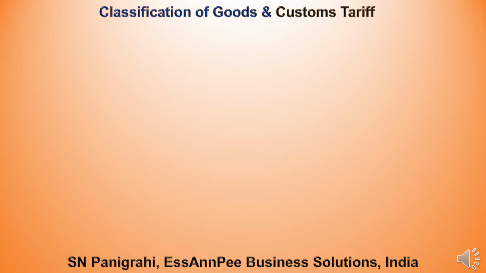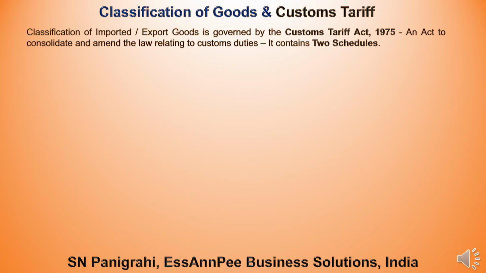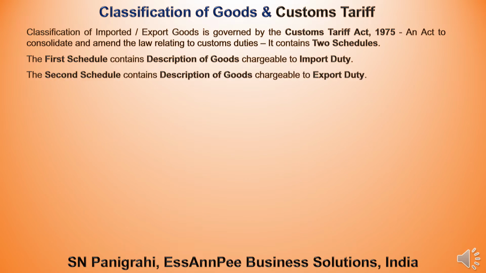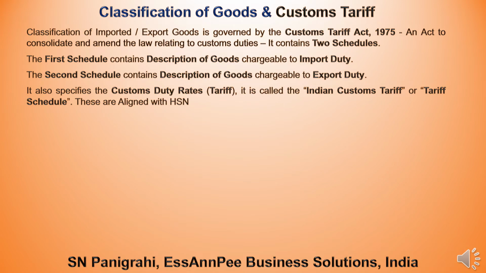Classification of goods and customs tariff. Classification of imported and export goods is governed by the Customs Tariff Act, 1975, an act to consolidate and amend the law relating to customs duties. It contains 2 schedules. The first schedule contains the description of goods chargeable to import duty. The second schedule contains the description of goods chargeable to export duty. It also specifies the customs duty rates, the tariff. It is called the Indian Customs Tariff, or Tariff Schedule. These are aligned with HSN.